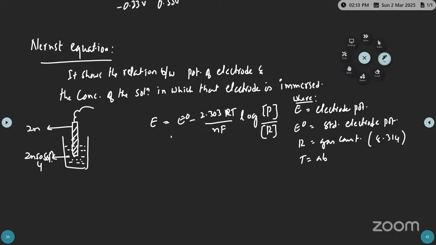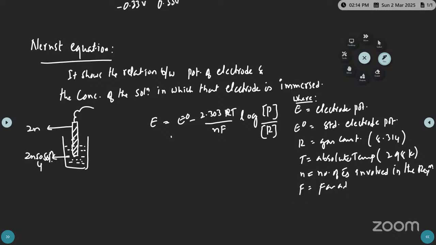T is absolute temperature, and that is 298 Kelvin. And what is n? n is the number of electrons involved in the reaction. And what is F? Faraday. One Faraday is equal to how many coulombs? 96,500 coulombs.